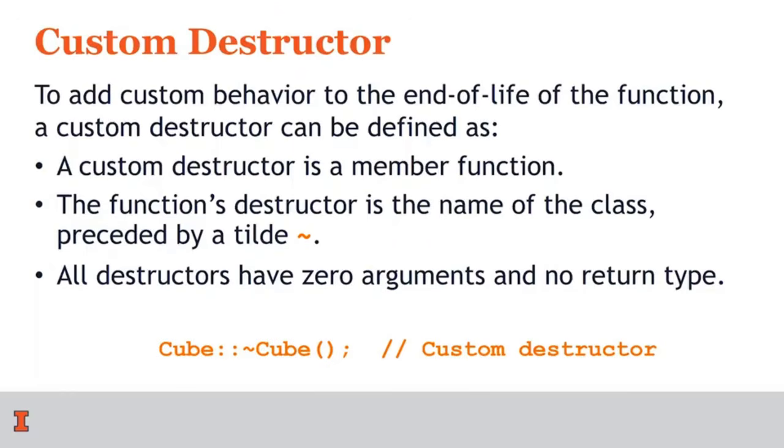To create our own custom destructor so we have control over what happens at the end of the class lifecycle, we're going to have to create a member function that follows a specific set of rules, as with the previous class functionality. A custom destructor has to be a member function. It has to be the name of the class itself, preceded by a tilde. And all destructors have to have no arguments and no return type. So there's no ability to change up how we define a custom destructor. There's exactly one way to define it, and the only way to define it is the name of the class itself, preceded by a tilde, with absolutely no arguments.